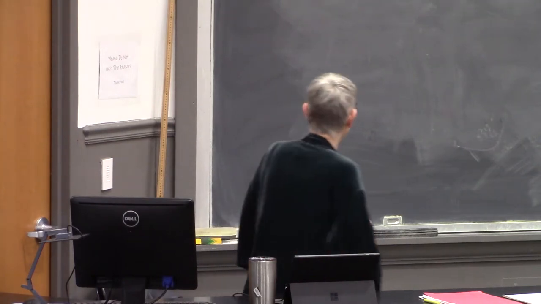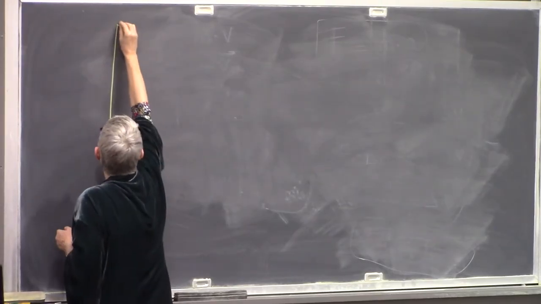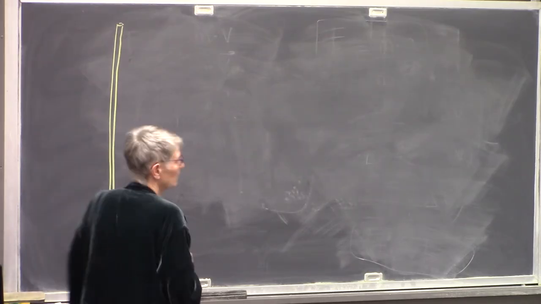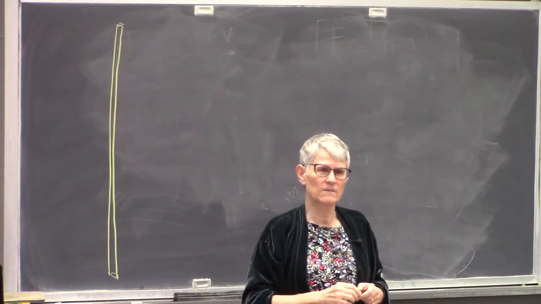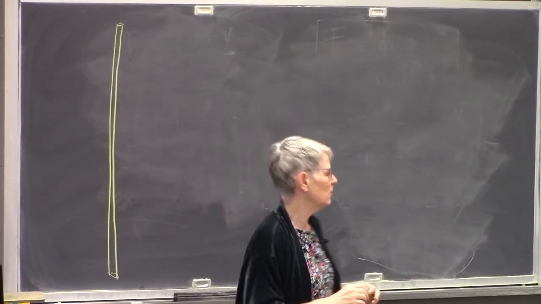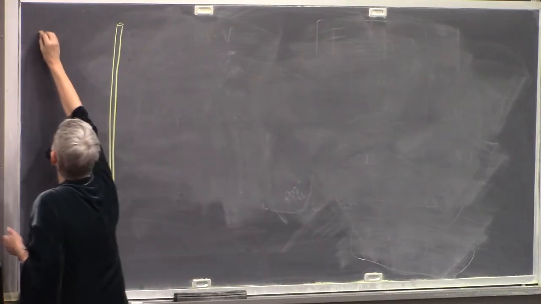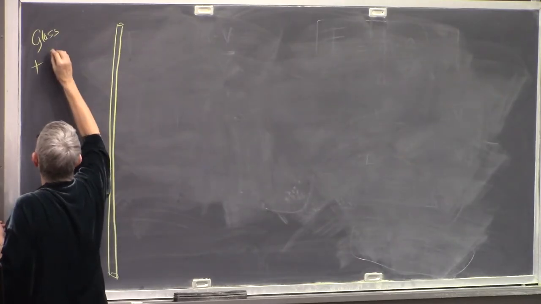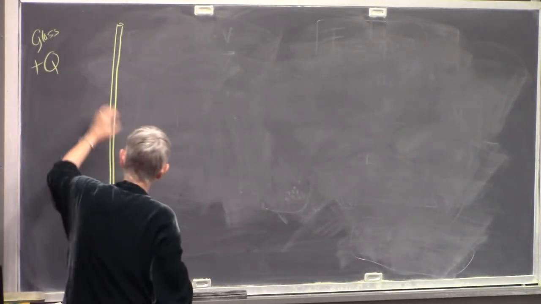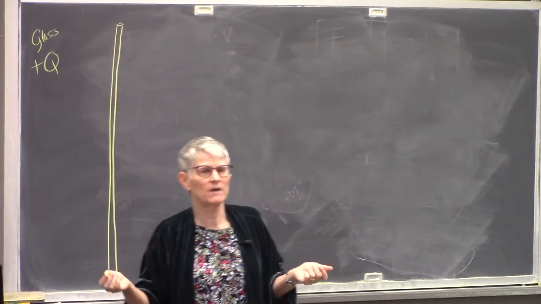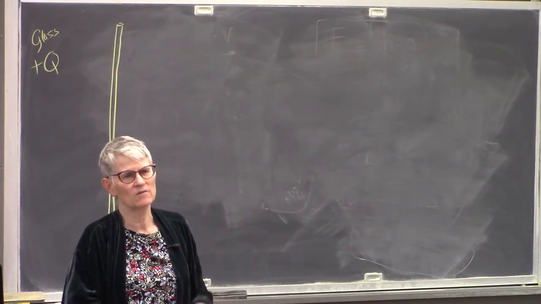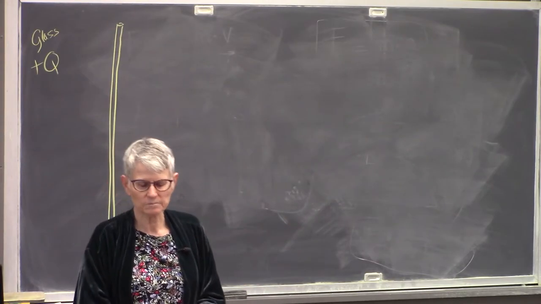So let's consider a rod that's a meter long. It's a glass rod, rubbed uniformly. It has a charge of plus Q uniformly distributed over it. And we're going to pick a location to calculate the electric field by cutting the rod up into pieces and then adding them up.